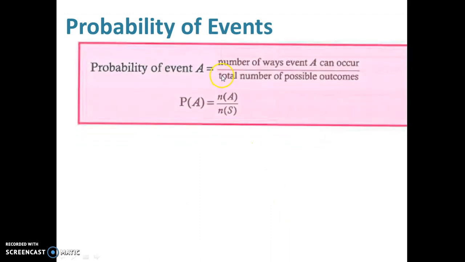Probability, basic formula of probability is you take the number of ways an event can occur, event A, for example, divided by the total number of possible outcomes, so basically all the outcomes in the sample space. So again, that n here always means the number of, so the number of occurrences or possibilities in event A divided by the number of possibilities in the entire sample space.